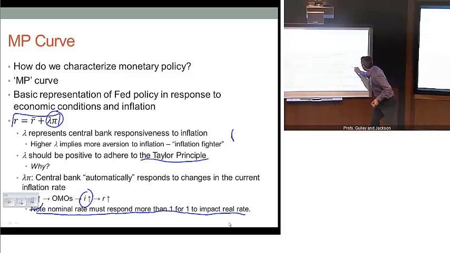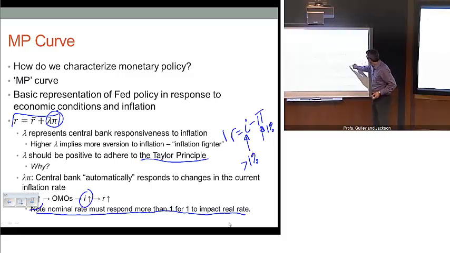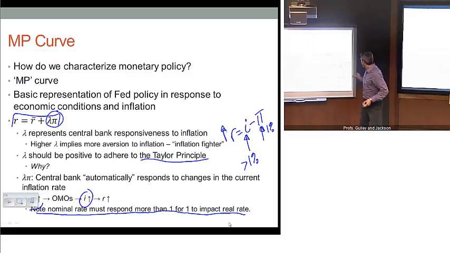Because remember, the real interest rate is the difference between the nominal interest rate and the inflation rate, okay? So in order to push the real rate up, if inflation goes up 1%, the nominal interest rate has to go up by more than 1% in order to push the real rate up. So in order for policy to be stabilizing, the nominal interest rate has to move more than 1-for-1 to changes in the inflation rate.